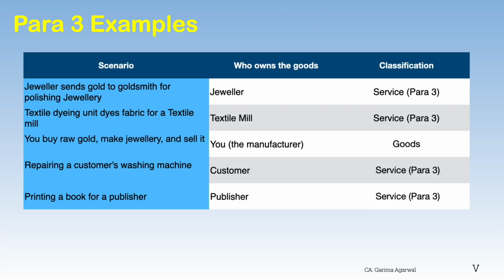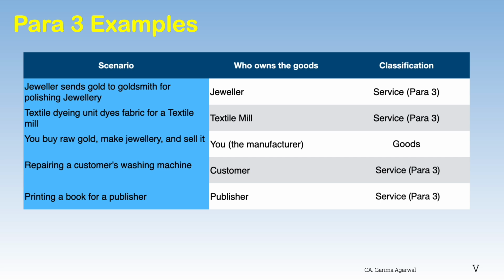Now, let's take some examples of para 3. A jeweler sends gold to a goldsmith for polishing jewelry. Who owns the goods here? Basically the jeweler. He's the principal here. So whether this is a supply of service or goods by the goldsmith, it's just a supply of service. A textile dyeing unit dyes fabric for a textile mill. Who owns the goods here? The textile mill. The textile dyeing unit just provides the dyeing services.